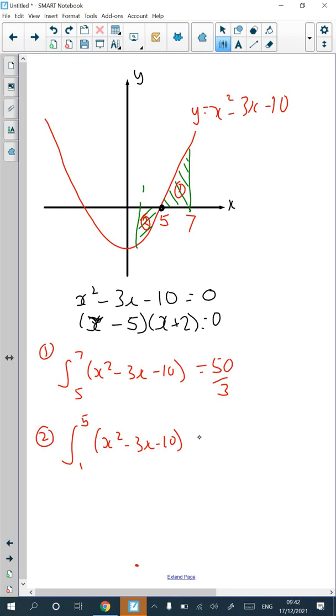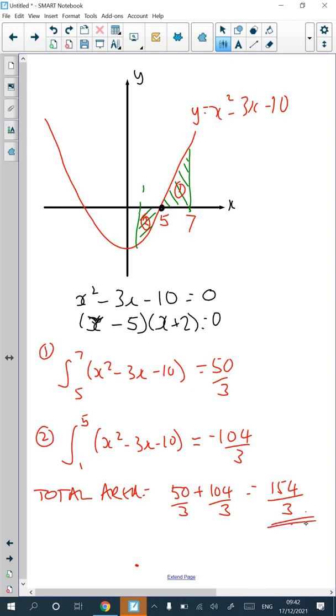And area 2, if I integrate between 5 and 1, I just scroll up and change those limits. Again, this is for find, not for detailed reasoning. So 5 and 1, I've got minus 104/3. So my total area is 50/3 plus 104/3, so 154/3. Okay, hopefully that makes total sense. Thank you.